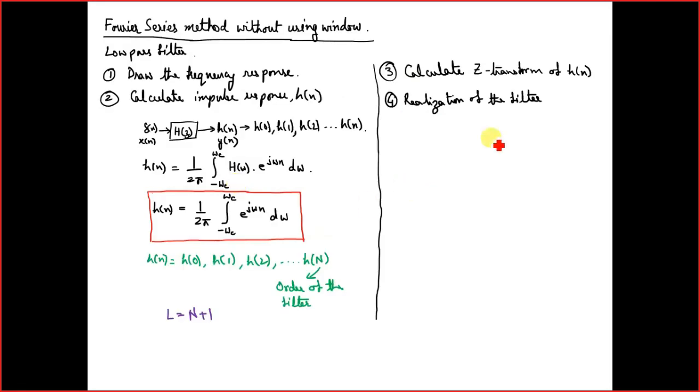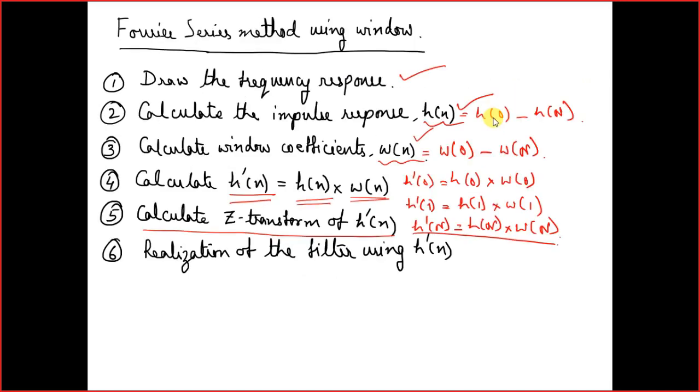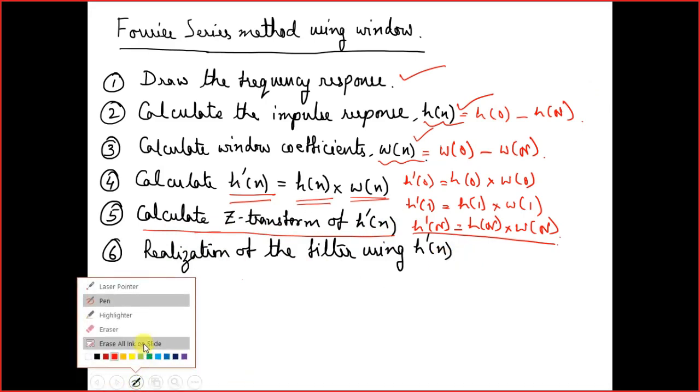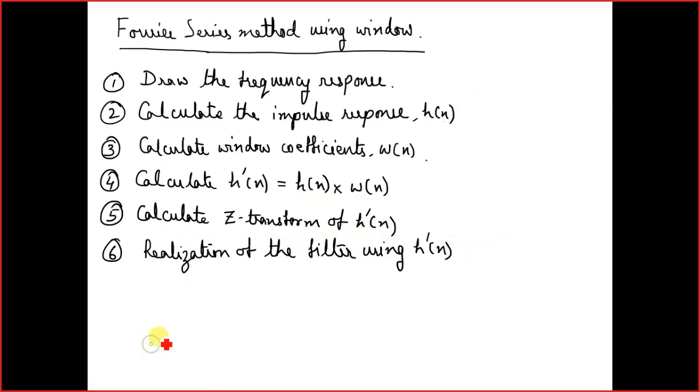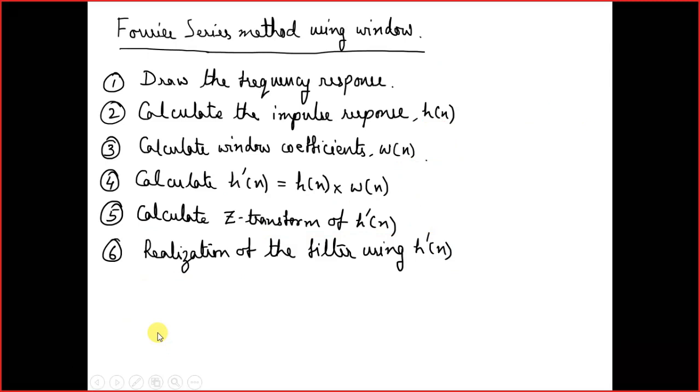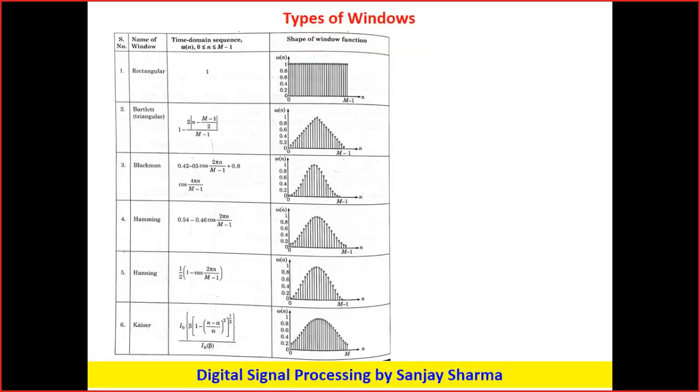Just like this, we have calculated the Z transform of Hn and then we went for the realization. Here also we calculate the Z transform of H dash n and then we go for the realization of the filter using H dash n. So this is about the Fourier series method using window. Now let's talk about the types of the windows.